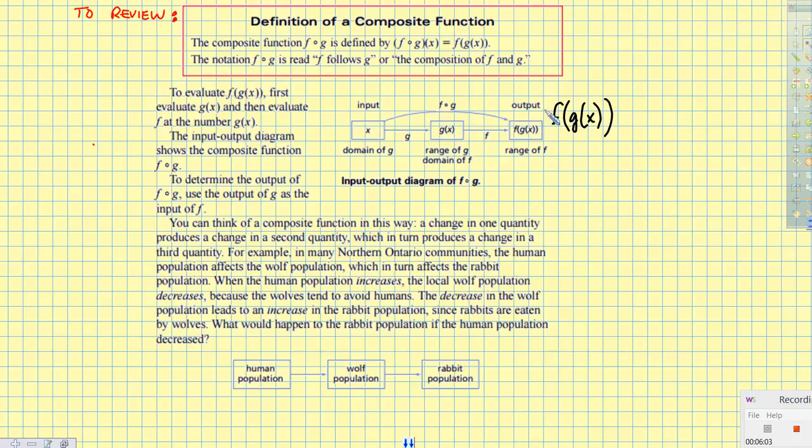So I think it's pretty safe to assume that if we were to look at a new situation, such as if the human population decreased, what would happen to the rabbit population? I think you should think about it for a second, but I think it's quite evident that the rabbit population would also decrease. Because once the human population decreases, the wolf population increases, because there are fewer humans. And as a result, if there's a higher wolf population, the rabbit population is going to have to decrease, because they eat them all up.